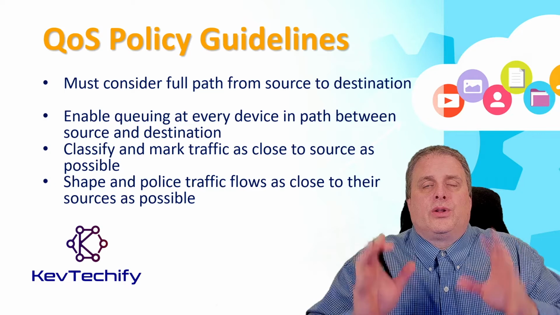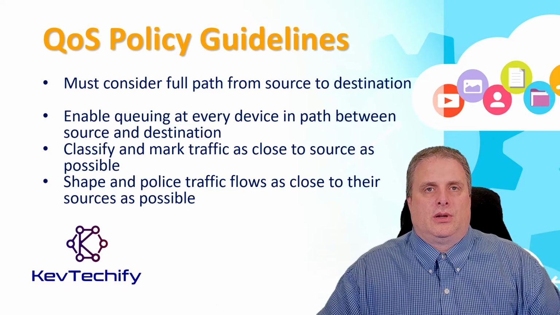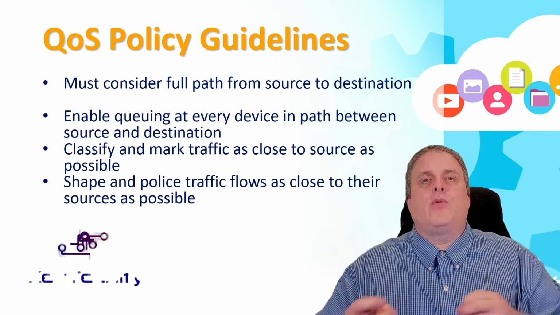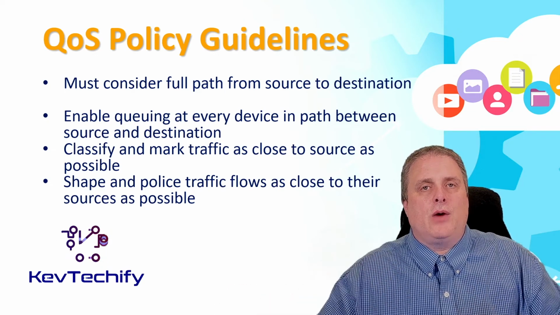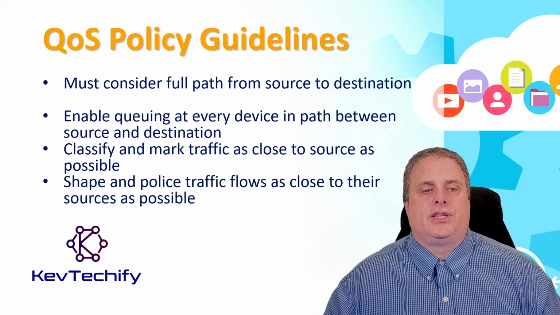When you classify and mark your traffic, that should be done as close to the source as possible. Close to the source as possible. That way, as that traffic travels across your network, it's been marked, and so we can process it and give it the quality of service it needs.